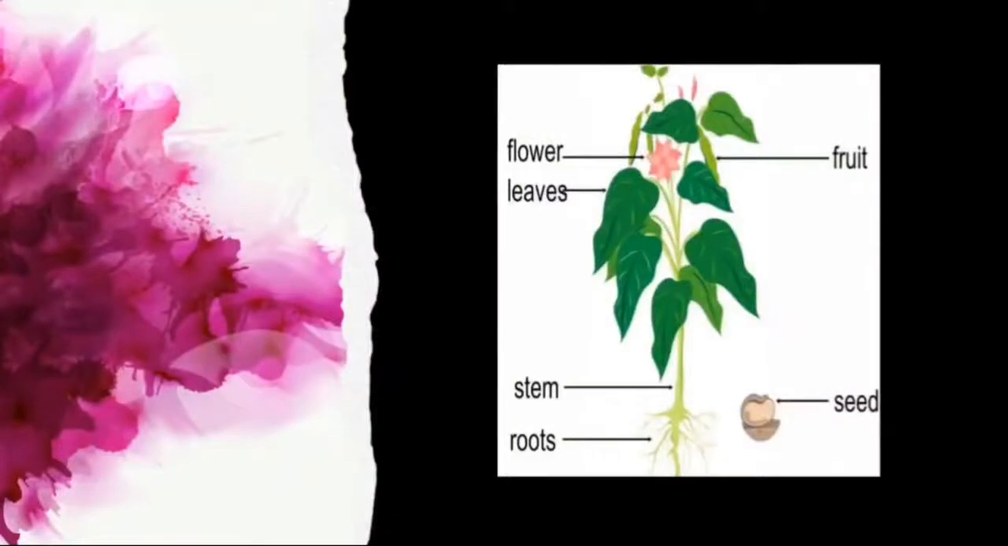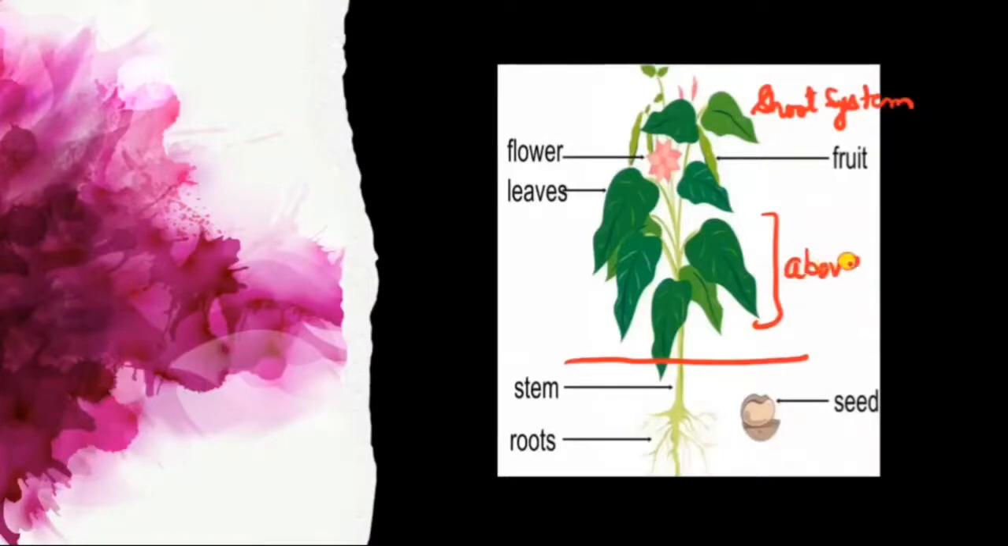So let's begin with the topic. Now we are going to discuss the shoot system. What is the shoot system? Shoot system means the part of the plant which is present above the soil. This is called the shoot system, which includes the stem, leaves, flowers, fruits, as well as seeds. Inside the fruit there is a seed. All these parts which are present above the soil are called the shoot system.